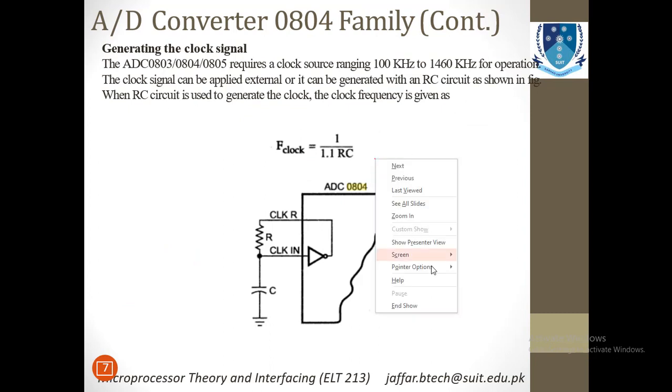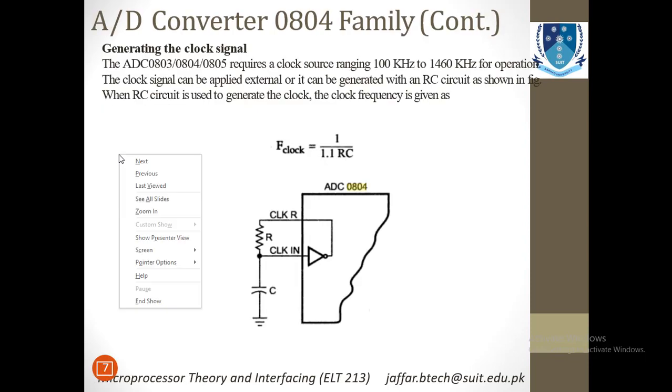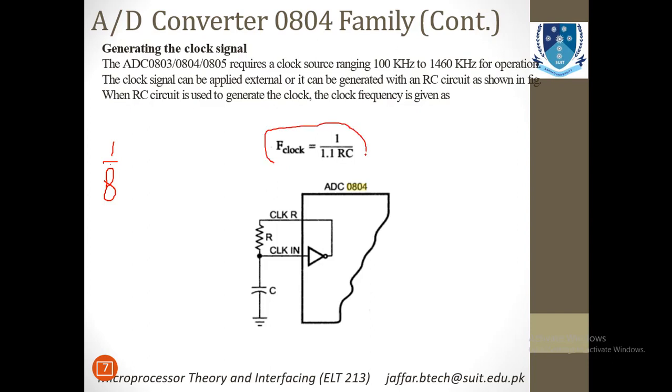And I discussed that you can find the time 1/8 of the clock. So how do you find the time period of the clock? For that you first have to find the frequency of the clock, and for the calculation of the frequency you can see the formula is mentioned over here. The clock frequency is equal to 1 divided by 1.1 into the value of R and C. R and C is basically the resistor and the capacitor that you have to interface with this ADC before actually working on it, and this R and C will help you to find the clock frequency.